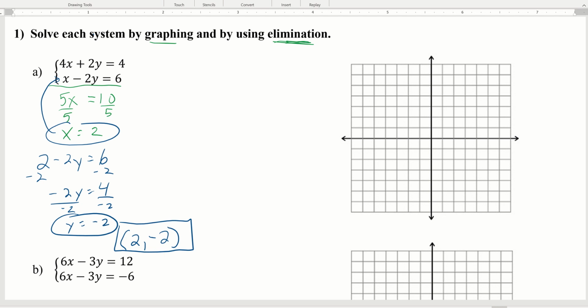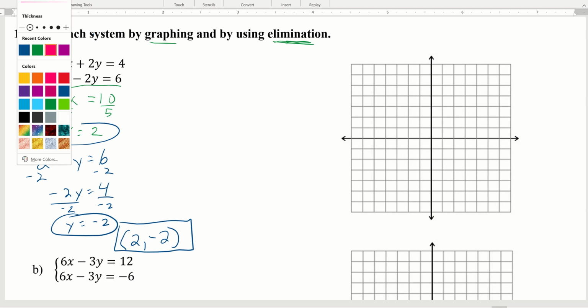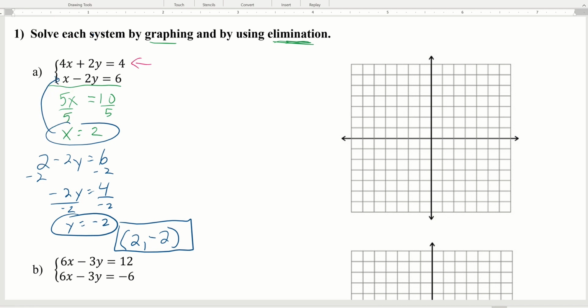Now in order to graph it, I'll use nice pretty colors. There are two ways you can go about this. Number one, you can graph from slope-intercept form, and another way you can graph from standard form. I'm going to show you both of them.